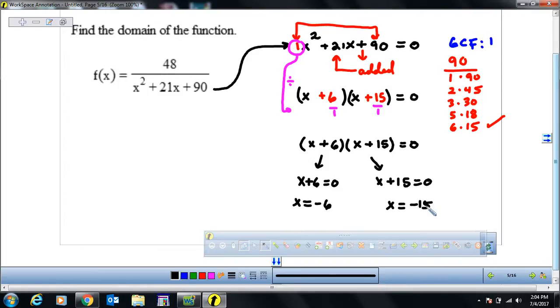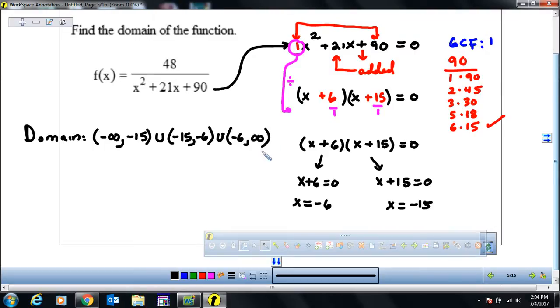So what does this mean? That means that x can be any number with the exception of negative 6 and negative 15, because if I substitute negative 6 or negative 15 into the x of this function, it's going to make this fraction undefined, meaning that it's going to make the denominator equal to 0. So let's go ahead and write the domain in interval notation. The domain goes from negative infinity and stops at negative 15, or then it continues after negative 15 and stops at negative 6, or then it continues after negative 6 and keeps on going to positive infinity. This is my domain in interval notation.